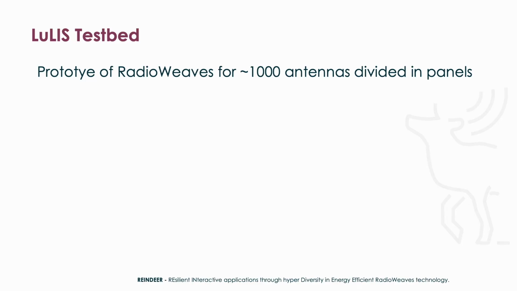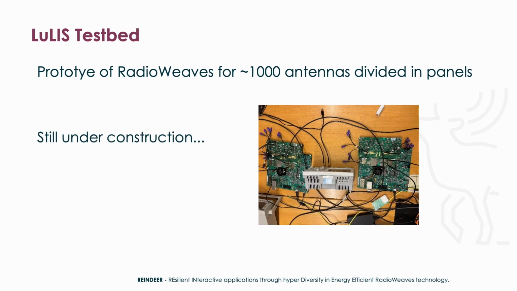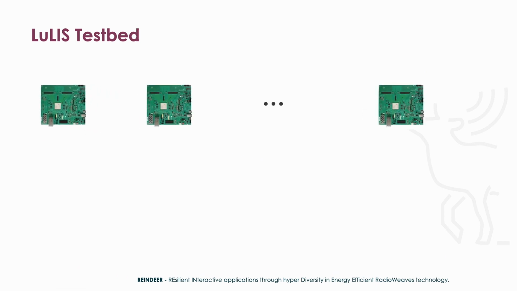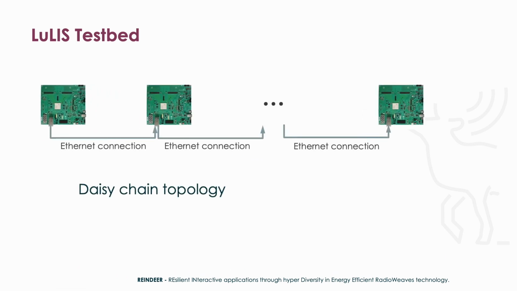We will consider the LuMaMi testbed, which is a prototype of the radio weaves architecture designed to support a total of roughly 1000 antennas distributed into panels. Unfortunately, the full prototype is still under construction, but the current modules can still be used to obtain the latency information associated to the main sources of latency. So let us consider several of these modules connected to each other in a daisy chain topology.